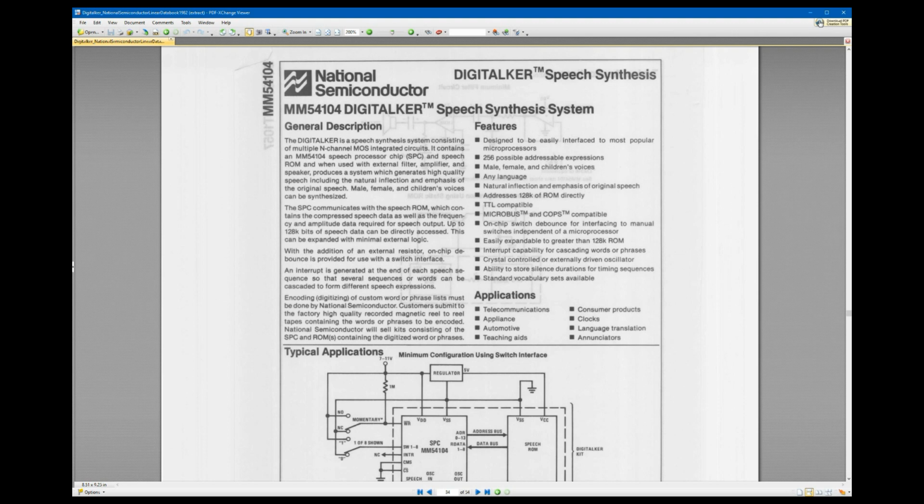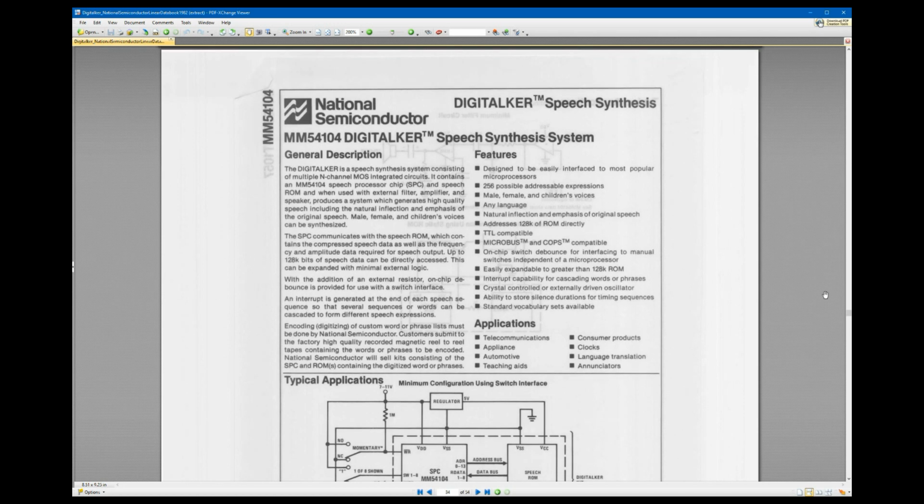With the Digitalker, each word is digitized in its entirety, and it is digitized and encoded using a custom algorithm developed by Forrest Moser. And this algorithm compresses the speech down so it can be fit on a ROM. So one of the natural consequences of this is that you have a very limited set of vocabulary. You can only say the words that exist in the ROM itself.